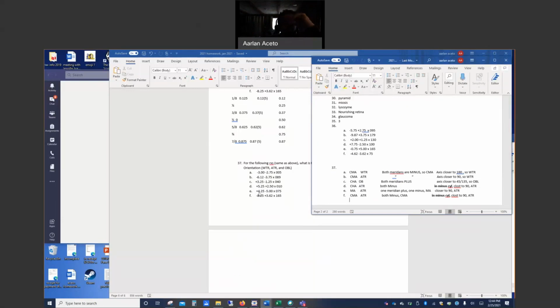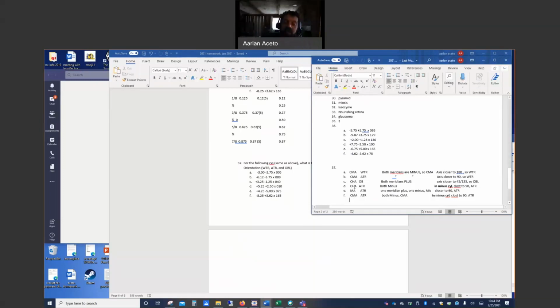Plus 4.25 in one meridian, minus 0.75 in the other meridian. Mixed astigmatism. One's hyperopic, one's myopic in the two different major meridians of a lens. And the final is minus 8.25, but in the other one, it's minus 4.62. Even though this number is plus, if you plot it on a lens cross, or if you transpose it, it's a minus in both meridians, compound myopic astigmatism.